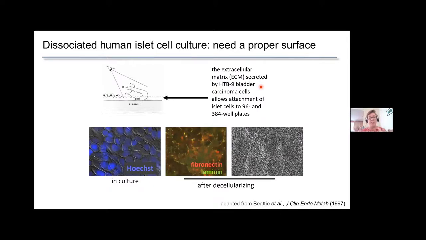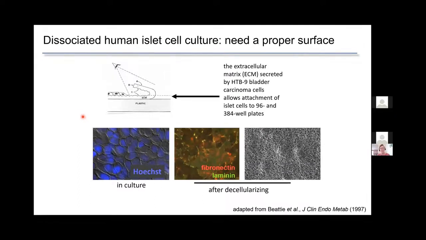They had done this technique in larger wells where they're looking at, for example, even Petri dishes. So we decided, well, maybe we can adapt this to a 96 or 384 well culture system. And the way it works is that the ECM is secreted by the cells in culture as a kind of carpet that's between the cells and the plastic. And when we began this process, what we did was we grew these HTB9 cells to confluence, waited 3 days, maybe even longer sometimes, and then used ammonium hydroxide to decellularize the layer. And what that did was it takes the cells off, but it keeps the ECM intact.